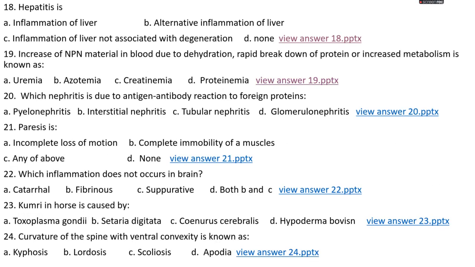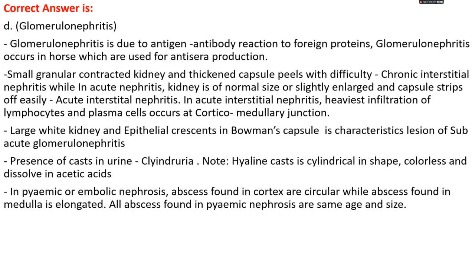Question number 20. Which nephritis is due to antigen-antibody reaction to foreign protein? Option A, pyelonephritis; option B, interstitial nephritis; option C, tubular nephritis; option D, glomerulonephritis. The right answer is option D, glomerulonephritis. Glomerulonephritis is due to antigen-antibody reaction to foreign protein. Glomerulonephritis occurs in case of horses which are used for anti-sera production.